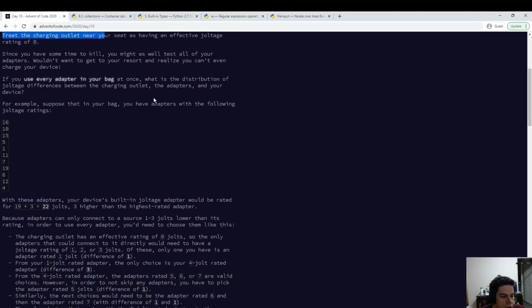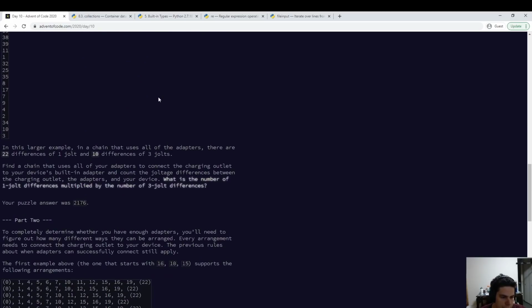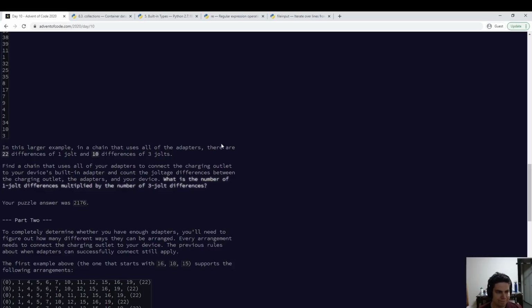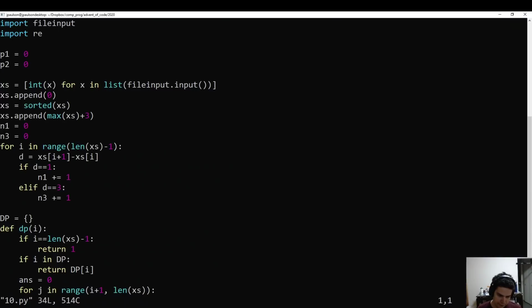Okay. In part 1, the question is if you use all of them, fine. That's how they make it unique. What is the number of differences of 1 multiplied by the number of differences of 3? Of course, to use them all, they had to be in sorted order, because they can only go up 1, 2, or 3. So we just sort them, take the differences, count how many are 1 and how many are 3, and multiply them together.